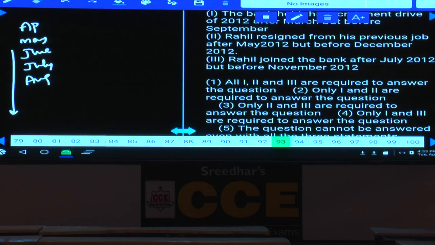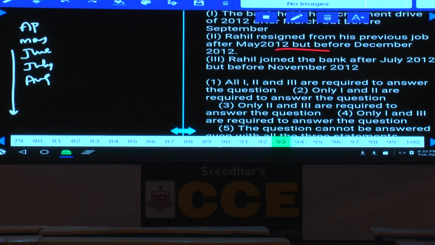Rahil joined the bank after July. Rahil joined after July but before November. Now, between May and December, how many months are there? June, July, August, September, October and November, isn't it? There are 6 months. Now in the third one, after July means, how many are left? August, September, October, November, December. And so 5 months are there. 2 and 3 is also not sufficient, isn't it?